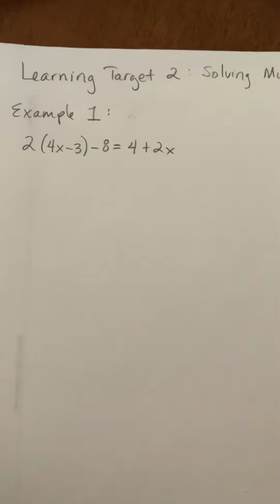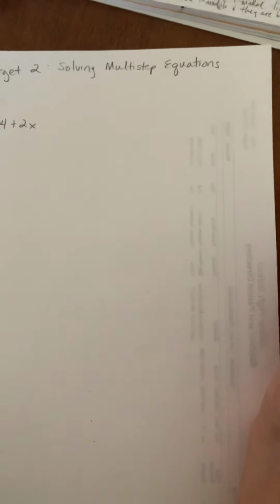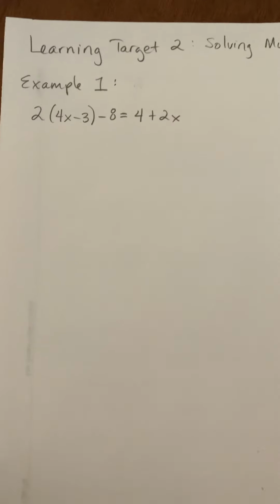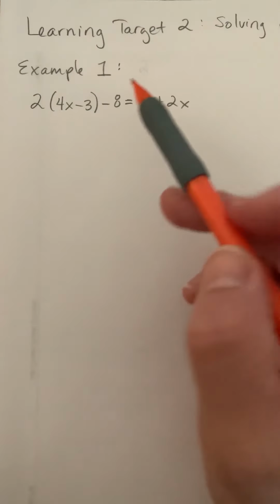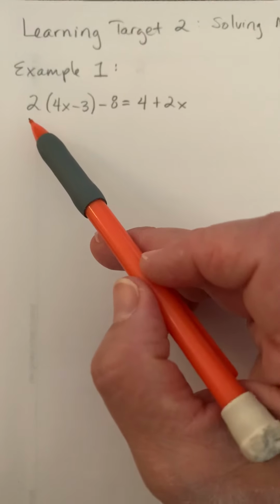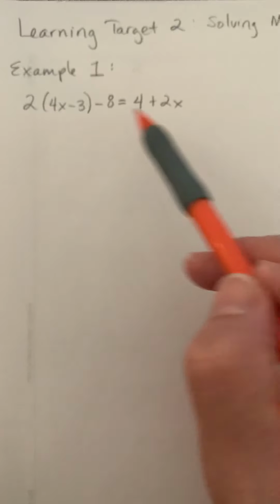Algebra 1, Learning Target 2, Solving Multi-Step Equations. First example. So the first thing we want to do is combine like terms on each side.